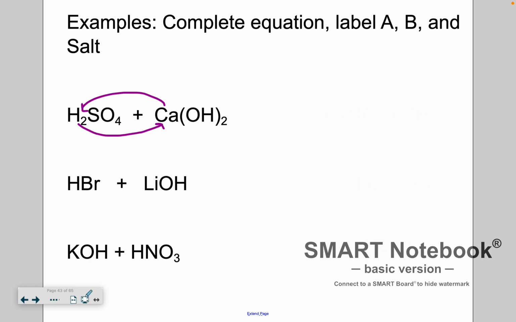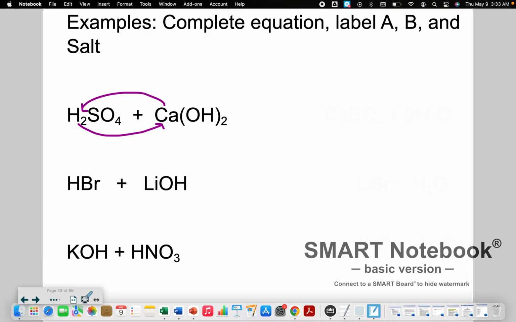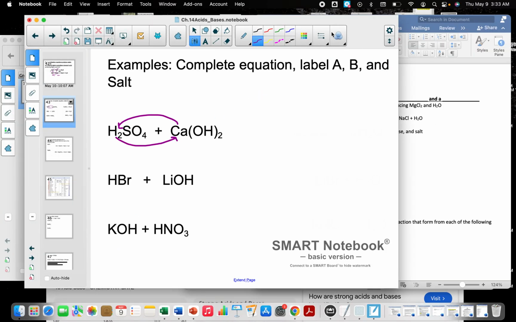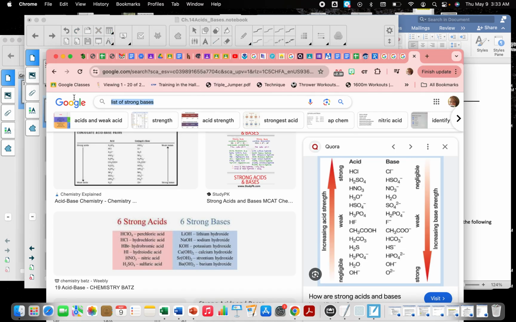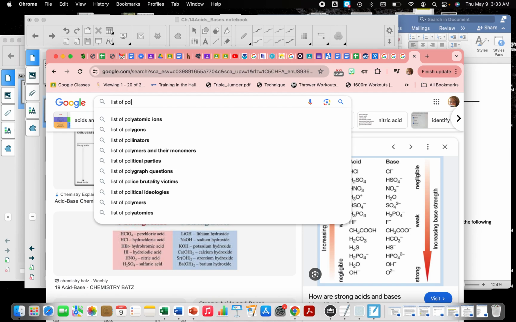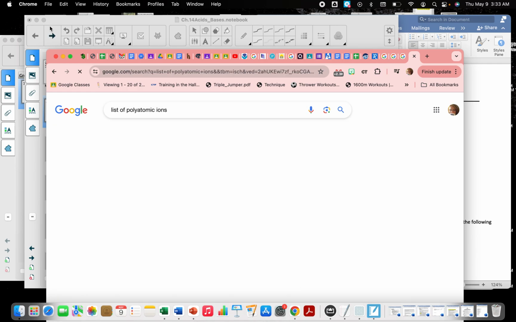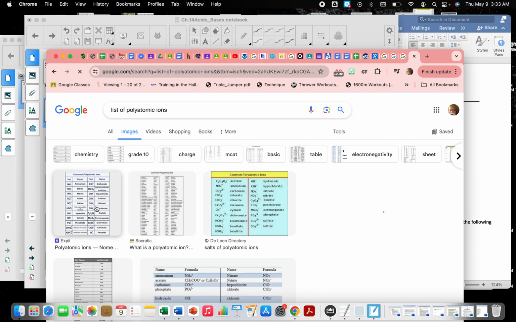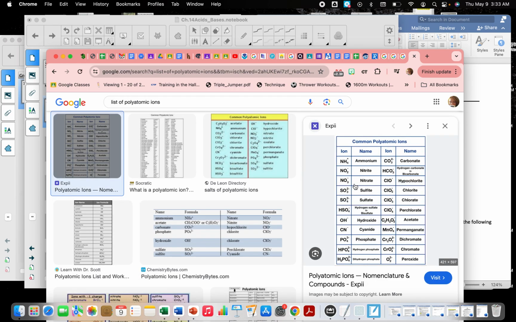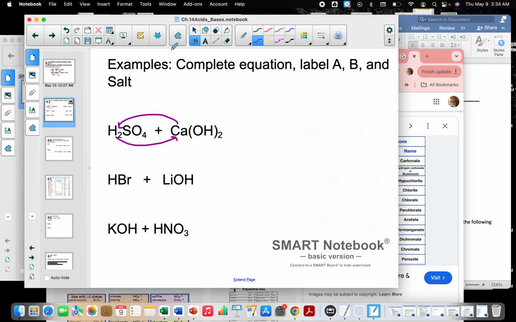So SO4, of course I don't have my chemistry book, and here I am recording at 3:30 in the morning. Better look up a list of polyatomic ions. Okay, so I have SO4, -2. I'm just going to leave that there.